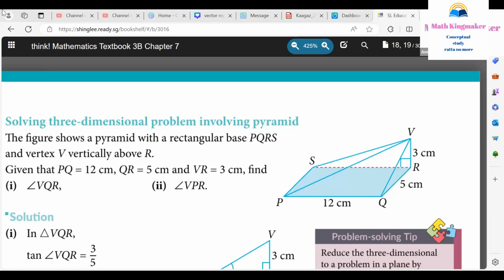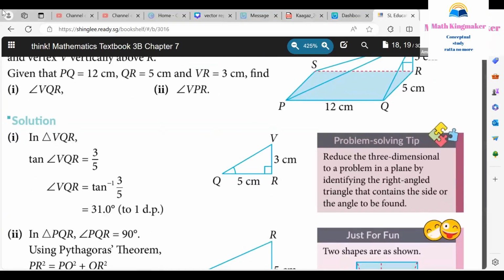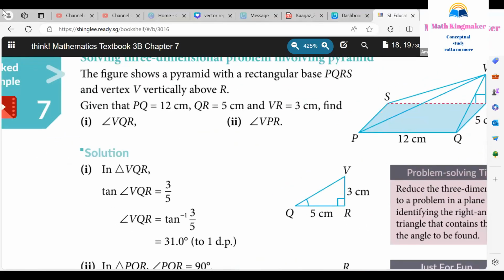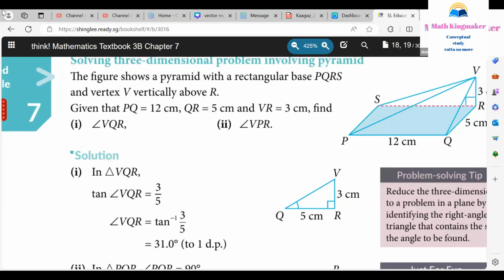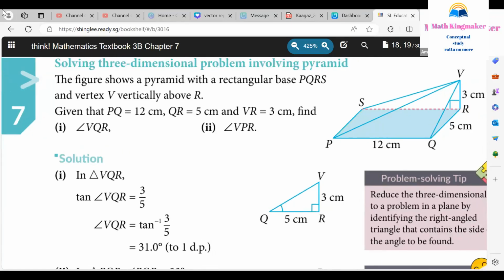Did it? I got the first part. What is that? 30.6. How is it 30.6? It is very simple. It is tan inverse of 3 by 5, that is 31 degrees. It is perpendicular over base. Isn't it? This angle. Yes.